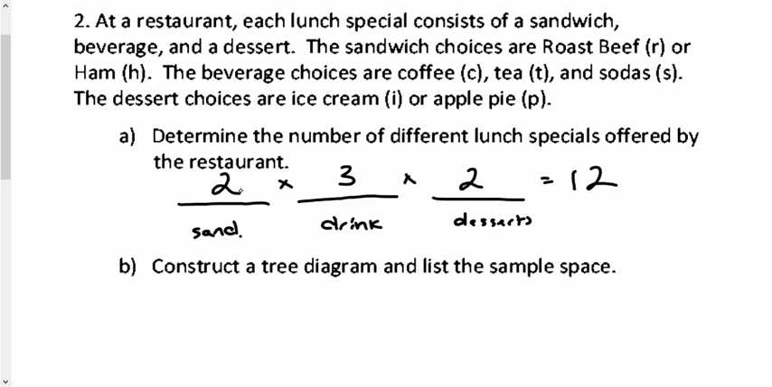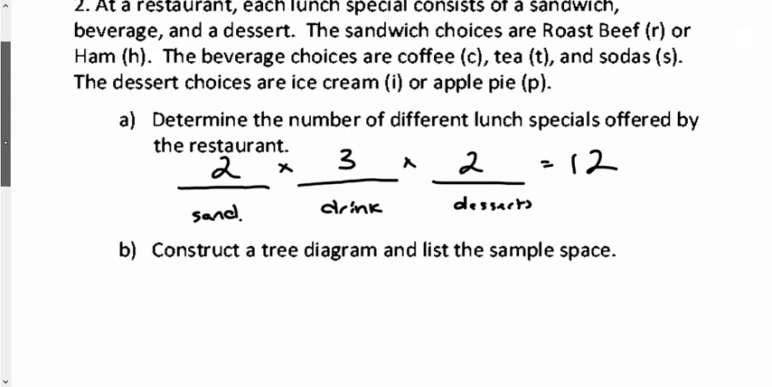And if you were to add on one more sandwich, we would have a lot more. Then it would be 3 times 3 times 2, or 18. Just by adding one more sandwich, we went from 12 lunches up to 18 lunches. Or if we were to add a different drink, maybe bottled water in addition to coffee, tea, and soda, then we'd have 2 times 4 times 2, which would be 16. So just adding one more thing actually makes quite a few more possibilities.